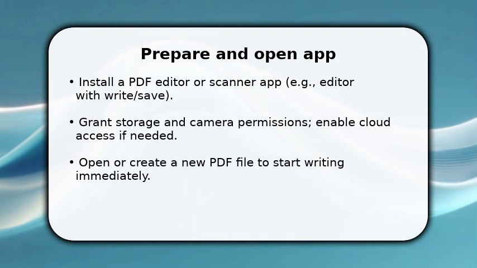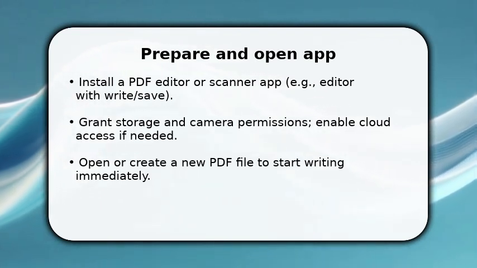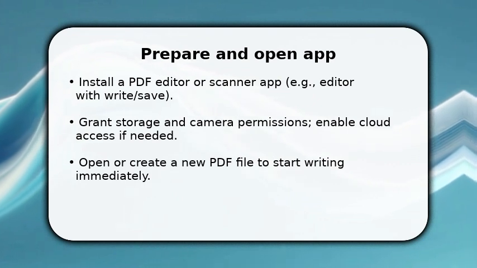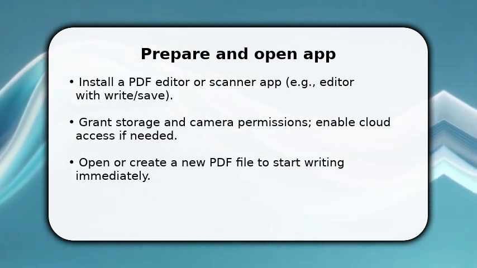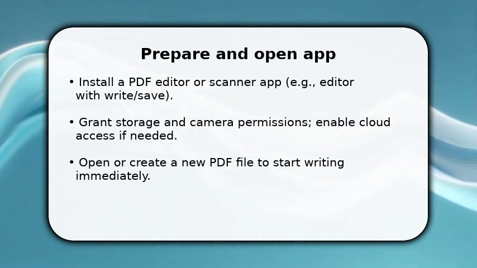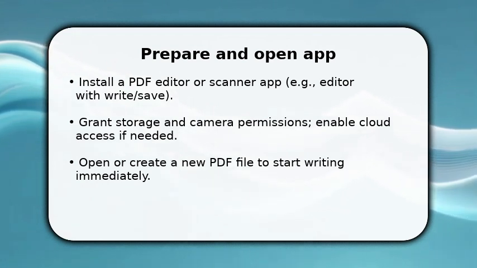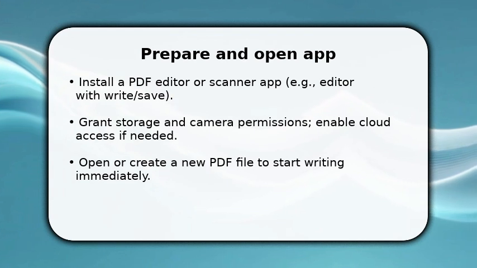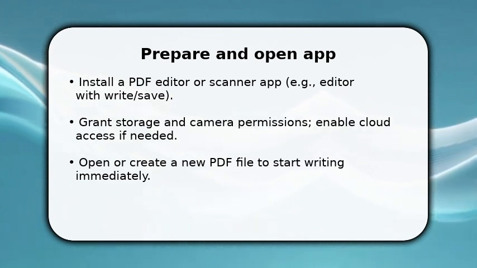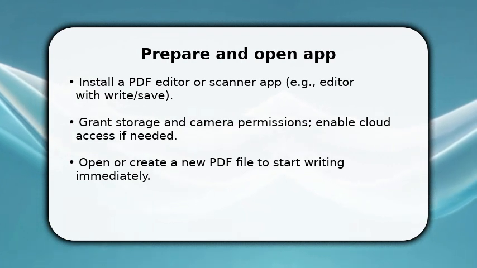You start by preparing the essentials and opening the file you will write into. Choose an app that supports in-place editing and signatures, then grant storage and camera permissions so the app can save and import images. Once done, open an existing PDF or create a blank PDF from the app's New File option. Make sure to name the file clearly and pick the page size. This gets you straight into editing without wasting time on optional settings.